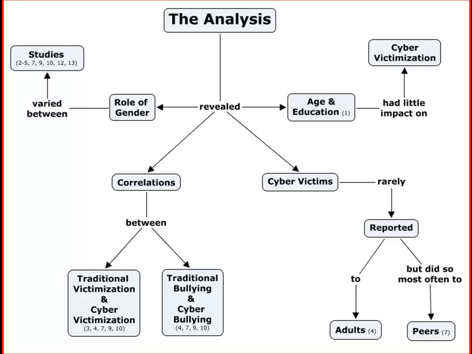Age and education had little impact on cyber victimization. Cyberbullying and cyber victimization were apparent at any age and education level. Cyber victims rarely disclosed to adults, with only about 34 to 50% of cyber victims having done so. When cyber victims do report, about 60% of them do so to peers.